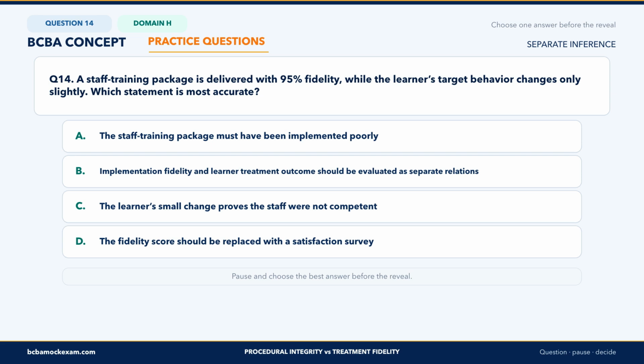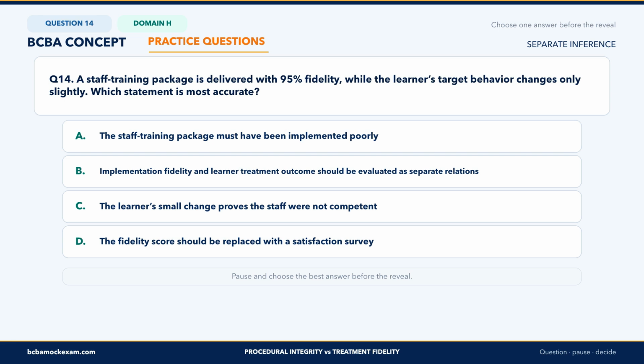Question 14. A staff training package is delivered with 95% fidelity, while the learner's target behavior changes only slightly. Which statement is most accurate? A. The staff training package must have been implemented poorly. B. Implementation fidelity and learner treatment outcome should be evaluated as separate relations. C. The learner's small change proves the staff were not competent. D. The fidelity score should be replaced with a satisfaction survey.